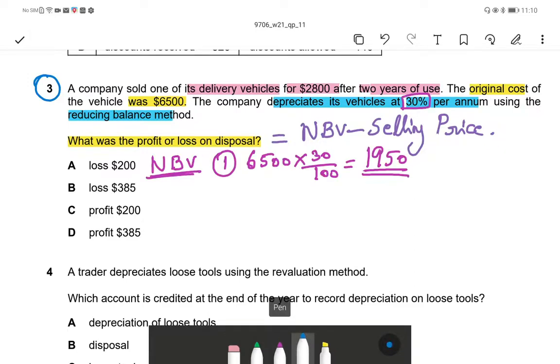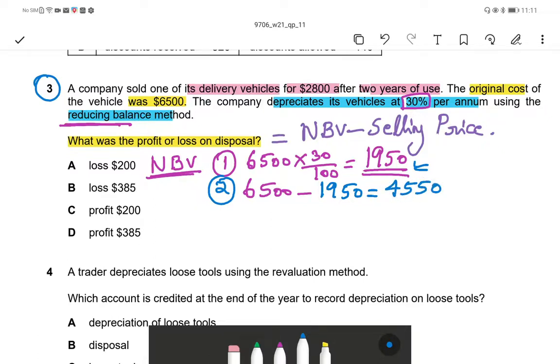Next, second year depreciation. Here the method is the reducing balance method. Reducing balance method means from the second year onwards we calculate on net book value. So first we have to calculate the net book value. 6,500 minus the previous depreciation 1,950 is equal to 4,550. So the second year depreciation we calculate on 4,550 multiplied by 30 divided by 100, that is 1,365.